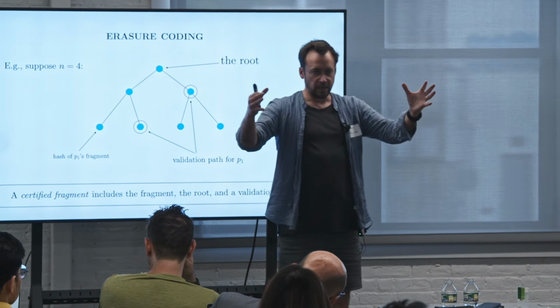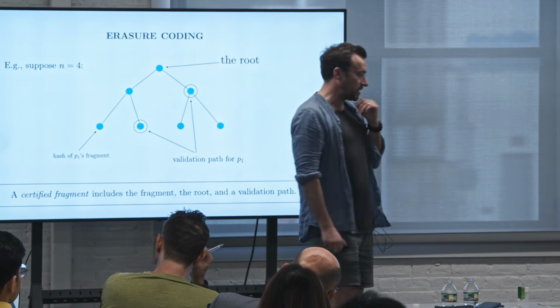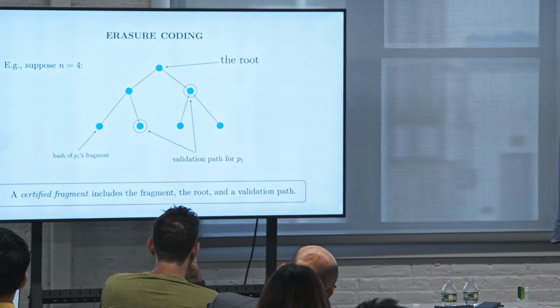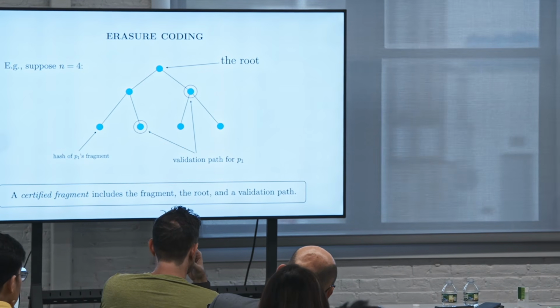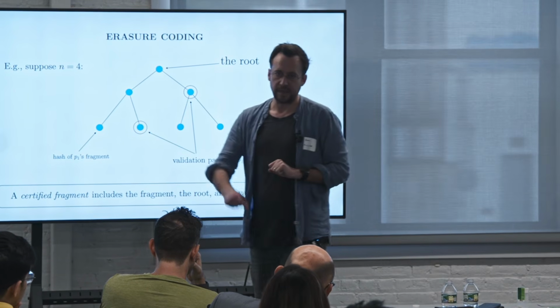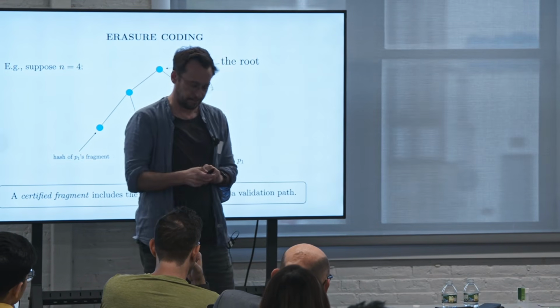Okay, so the fragment then is just your bit of the data. A certified fragment has a bit more information. A certified fragment includes just the raw data, your part of it. You also include the root and a validation path. So the validation path is like log n many hashes.